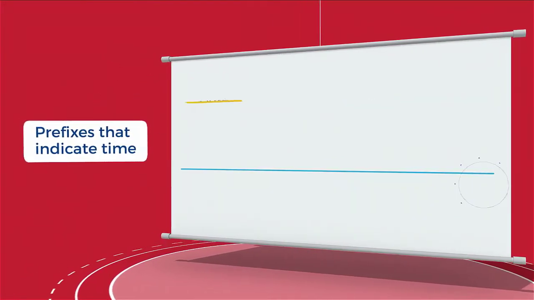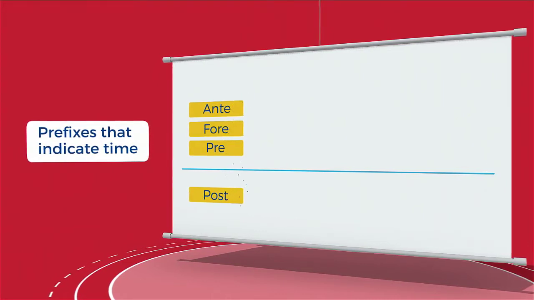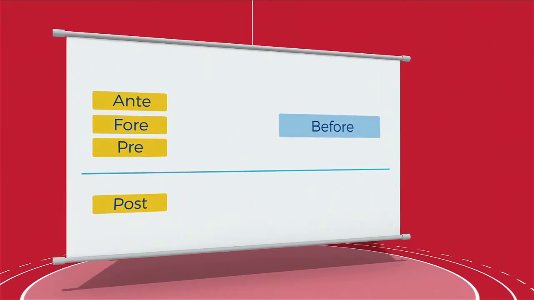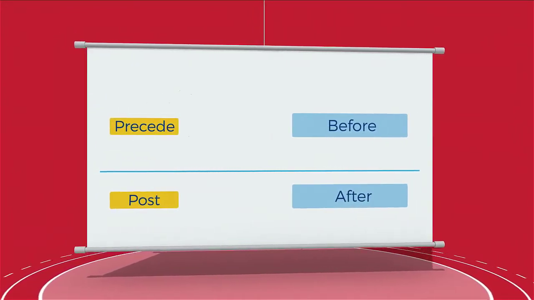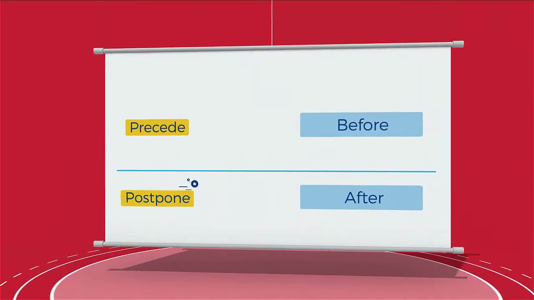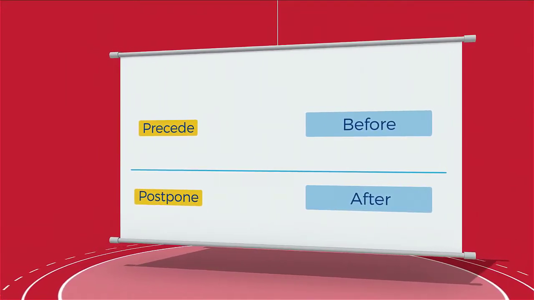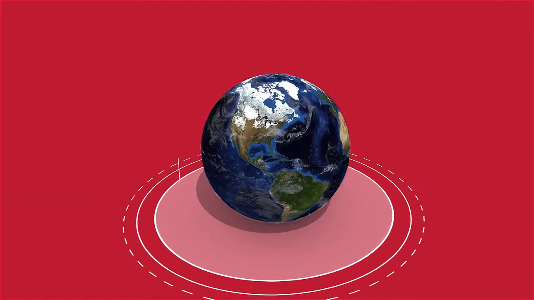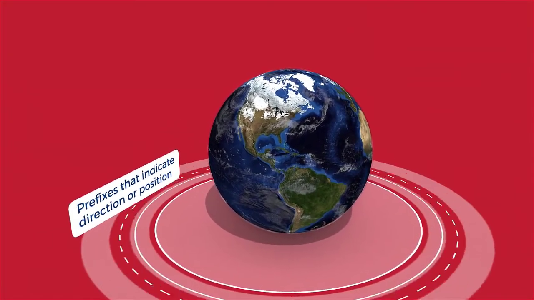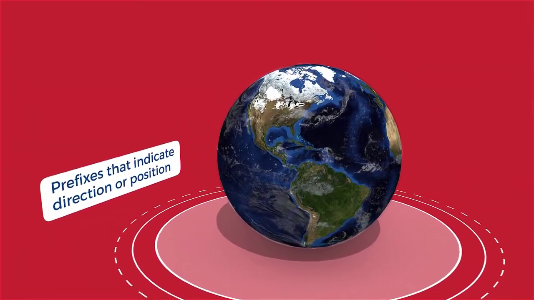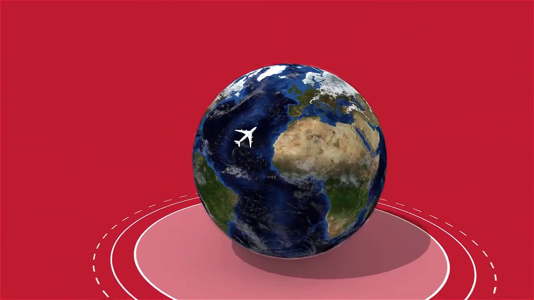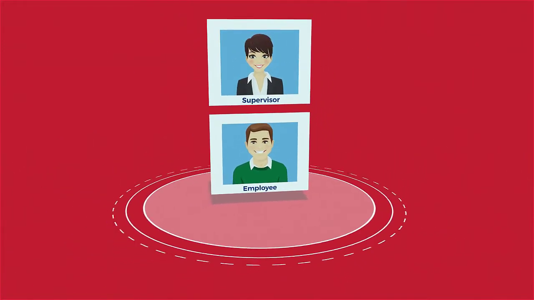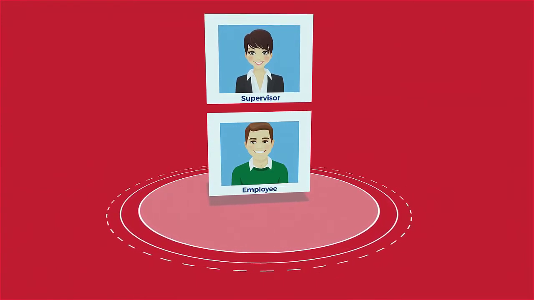The third category indicates time. Ante, fore, and pre mean before, but post means after. So if you precede someone, you go before them. But if you postpone something, you're putting it off until later. Finally, prefixes can be used to indicate direction or position. For example, trans means across. So if you take a transatlantic flight, you're going across the Atlantic Ocean. Super means above. So your supervisor is above you in your company's hierarchy.